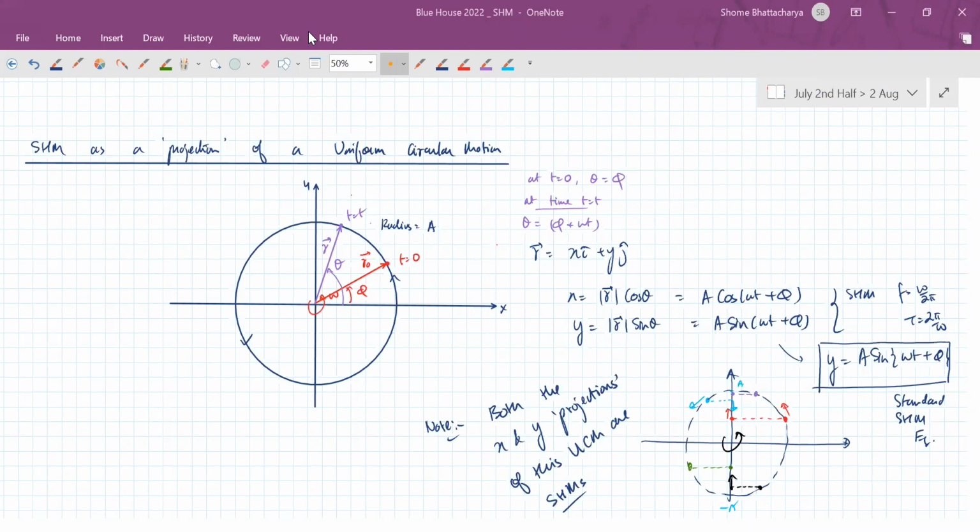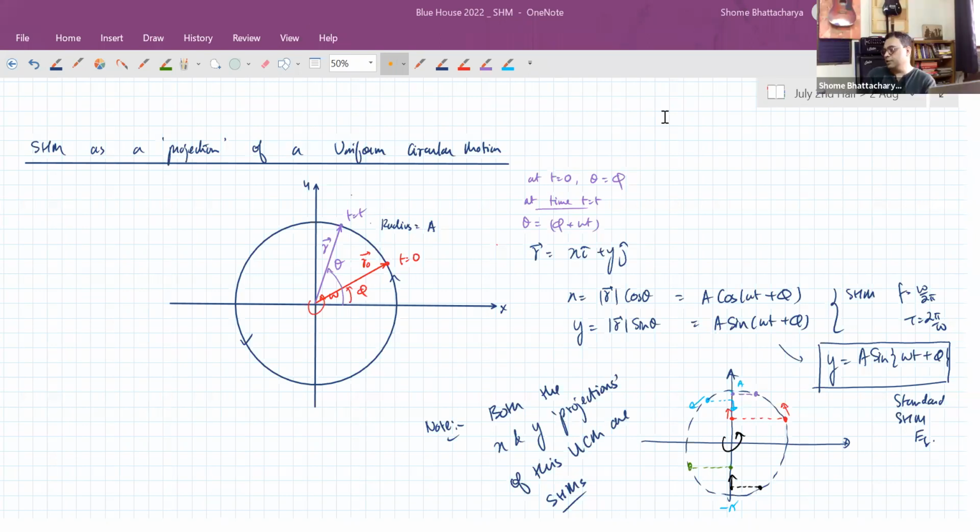Sir, but they are not equal, right? They have a phase difference of pi by 2. Their amplitude and angular frequency are the same.